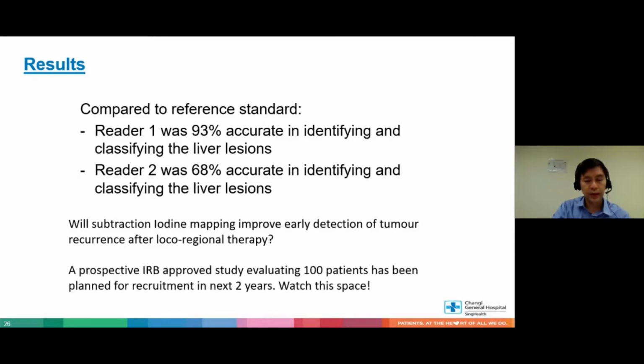And what we have already planned, and we already have the IRB approved, is that we're going to evaluate 100 patients for the next 2 years. We're going to recruit them. So please do watch this space as we get them recruited, and we will analyze it and see whether iodine mapping has really helped us detect earlier tumors.